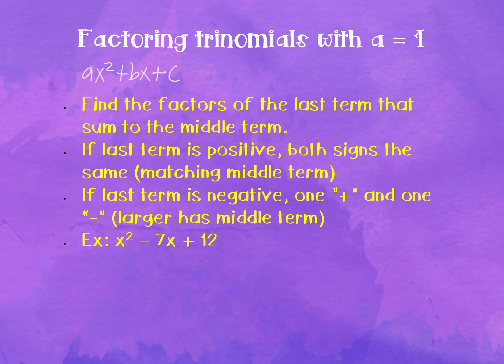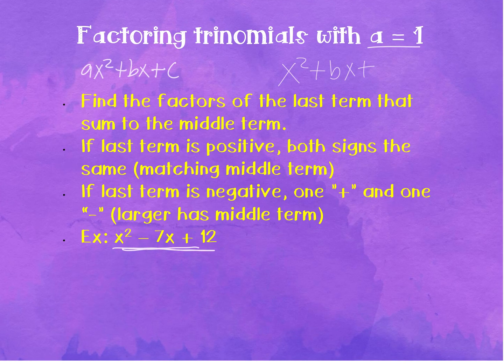So for example, something like what you see down here, x squared minus 7x plus 12. This first part is going to be the easy case where a equals 1. So you're going to see something like x squared plus bx plus c. You maybe won't see anything in front of it, and that's going to be the first case.